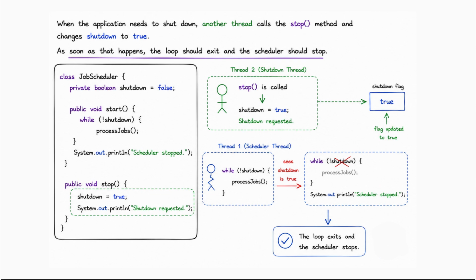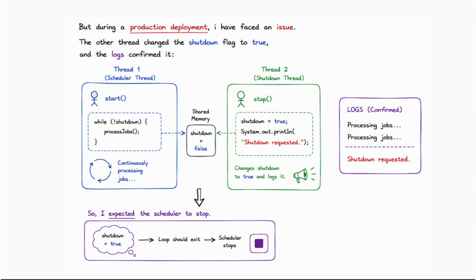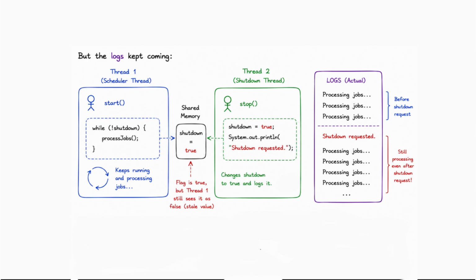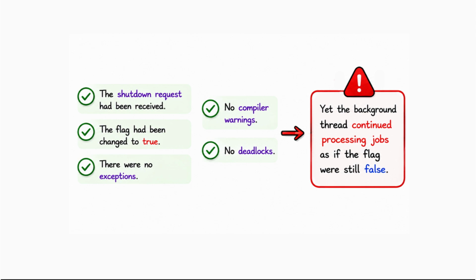But during a production deployment, I faced an issue. The other thread changed the shutdown flag to true by calling the stop method, and the logs confirmed it. So I expected the scheduler to stop, but the logs kept coming. The shutdown request had been received, and the flag had been changed to true. There were no exceptions, no compiler warnings, no deadlocks. Yet the background thread continued processing jobs as if the flag were still false.